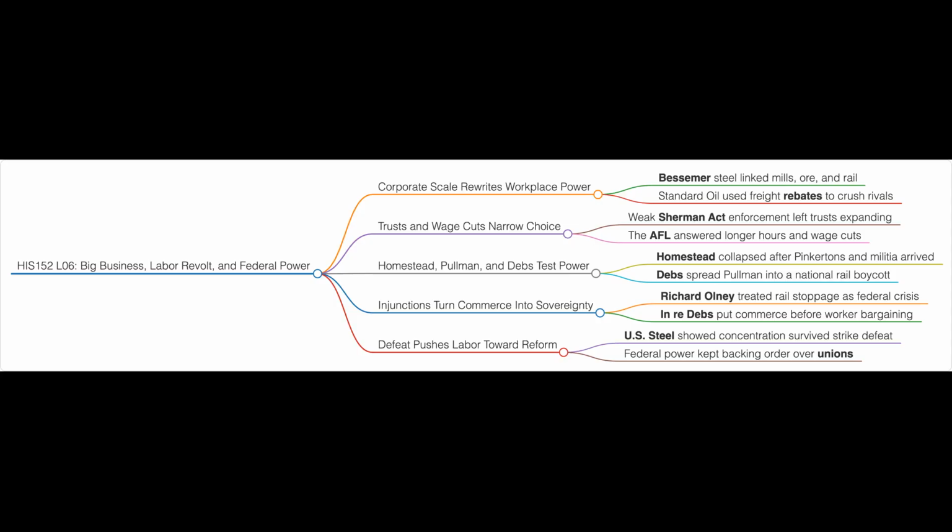That scale changed the meaning of freedom at work. A worker confronting an integrated corporation faced an employer that could shift production, blacklist organizers, draw on court injunctions, and rely on police or militia support when conflict intensified. Output rose and some prices fell, but so did the chance that an individual worker could bargain on anything like equal terms. The central issue in steel, rail, packing, and mining was not whether employers had authority. It was how much authority could be concentrated before bargaining became structurally one-sided.